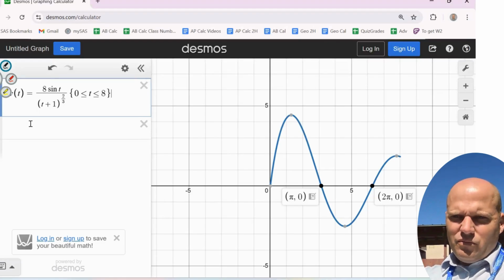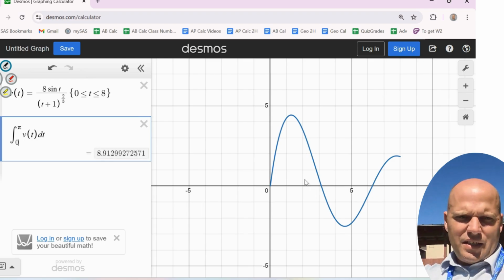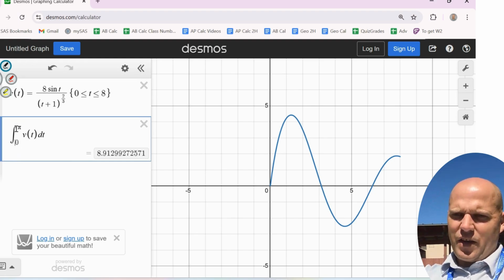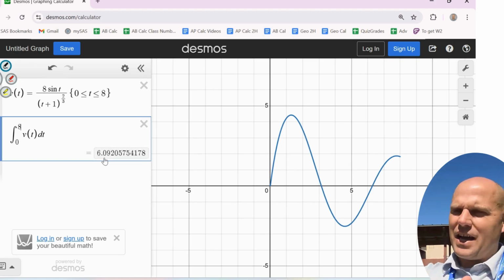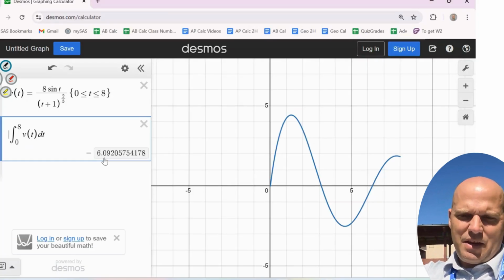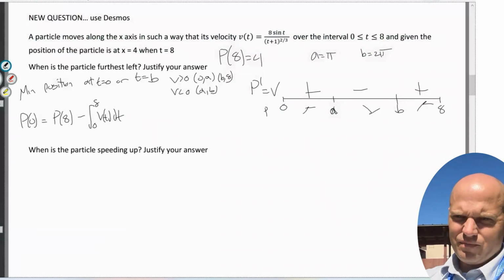So if you accumulate velocity, I should have saved this. Whatever, I'll type in pi. This accumulation of 8.91 tells me I go to the right 8.9. If I want to go backwards, I need to subtract. If I go all the way to 8, that means I ended 6.092 to the right of where I started. So I take my position at time 8 of 4 and subtract that to get 2.092 is where I started.